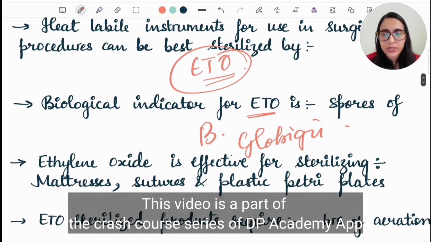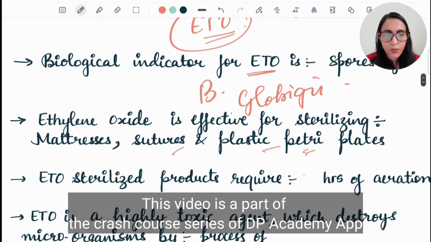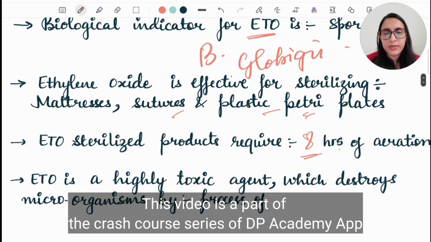Ethylene oxide is effective for sterilizing mattresses, sutures, and plastic petri dishes. Ethylene oxide sterilized products require 8 hours of aeration. Ethylene oxide is a highly toxic agent. It is also explosive. It is a highly alkylating agent, and it destroys microorganisms by the process of alkylation.